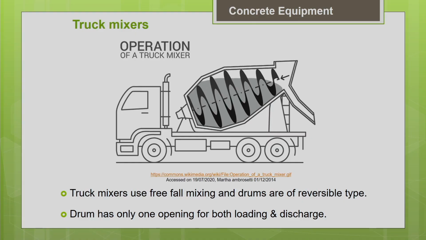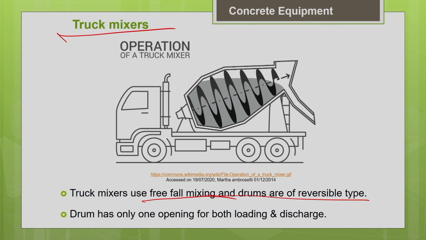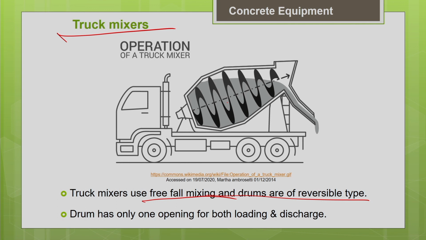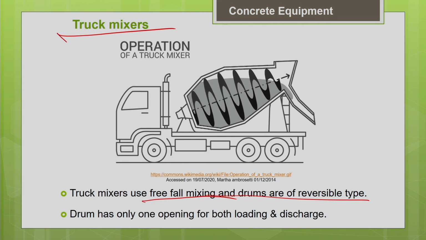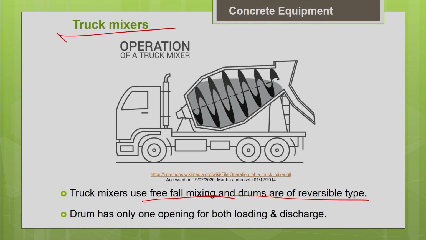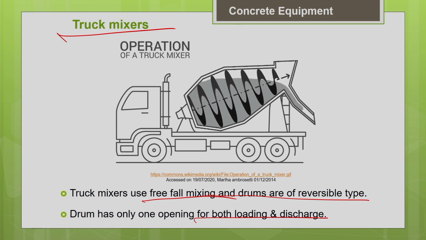So, as I told you earlier, if you just add the water, what will happen? It will definitely increase your water to cement ratio and that will affect the strength. That is why retempering of concrete is not advisable. So, this picture I have shown you already. Your truck mixers come under the category of free fall, non-tilting, reversible type. You can see the spiral blades inside. If you rotate in one direction, it will pull the material inside, which will facilitate the loading process. If you rotate in the opposite direction, the blades will push the material outside, which will facilitate the discharging of the concrete. So, it has only one opening for both loading and discharge.